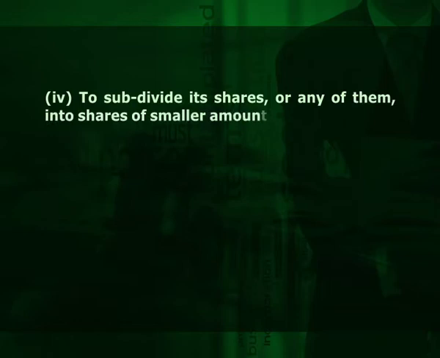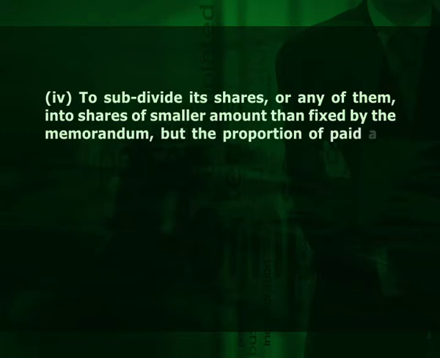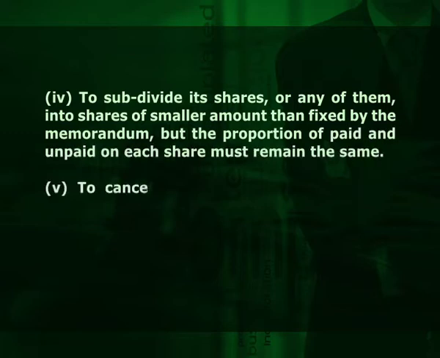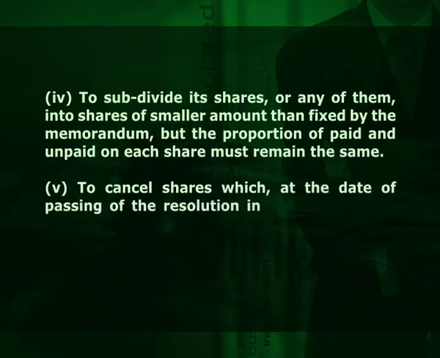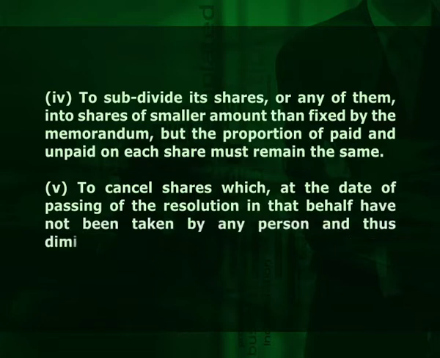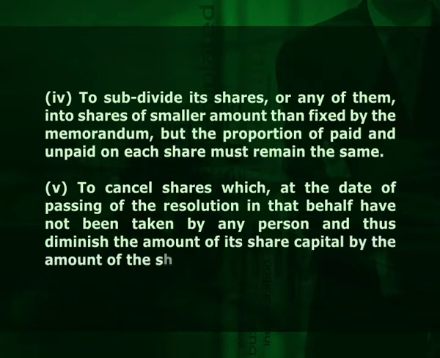Third, to convert all or any of its fully paid up shares into stock and reconvert that stock into fully paid up shares of any denomination. Next, to subdivide its shares or any of them into shares of smaller amount than fixed by the memorandum, but the proportion of paid and unpaid on each share must remain the same. Next, to cancel shares which at the date of passing of the resolution in that behalf have not been taken by any person, and thus diminish the amount of its share capital by the amount of shares so cancelled.